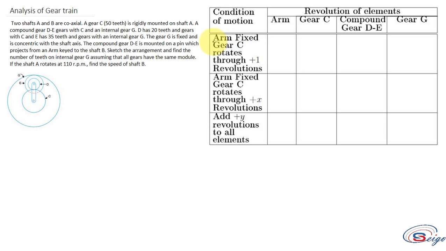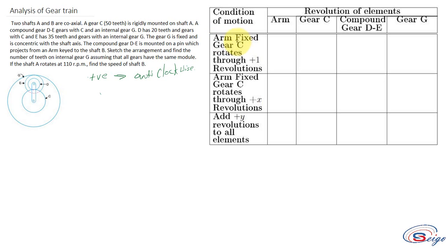The first condition is arm is fixed and gear C rotates through +1 revolutions. I would like to tell you something regarding the sign convention. A +1 revolution means a positive sign. Here I am assuming all the positive revolutions as anti-clockwise directions. That means if gear C is rotating in an anti-clockwise direction, then it is treated as a positive sign convention. If any gear is rotating in a clockwise direction, it is treated as negative. Throughout the entire problem, you have to follow the same sign convention.